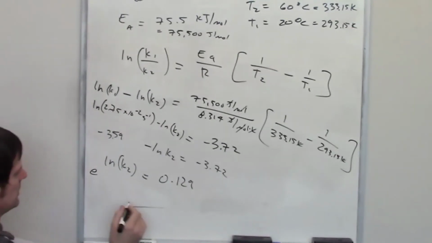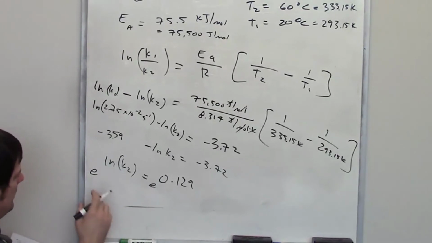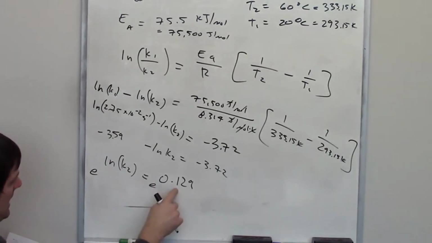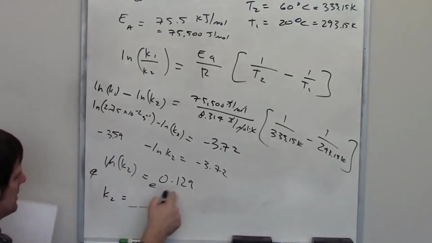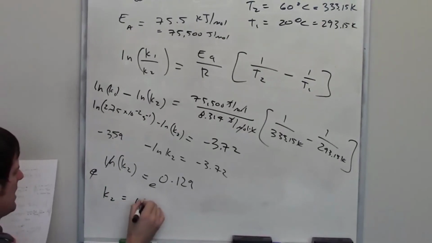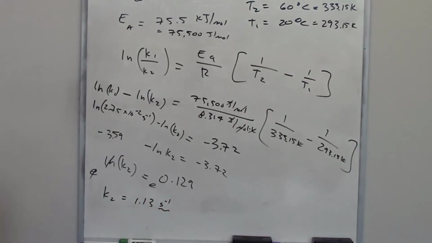taking e, the anti-natural log, some algebra thing. You can do it on your calculator. If you take e and raise it to the power of both sides, the natural log and e cancel each other out. You end up with K2 equaling e to the 0.129. When I do that, I end up getting 1.13. I'll go ahead and throw down my units at the bottom. Inverse seconds. That is the correct answer to this question.